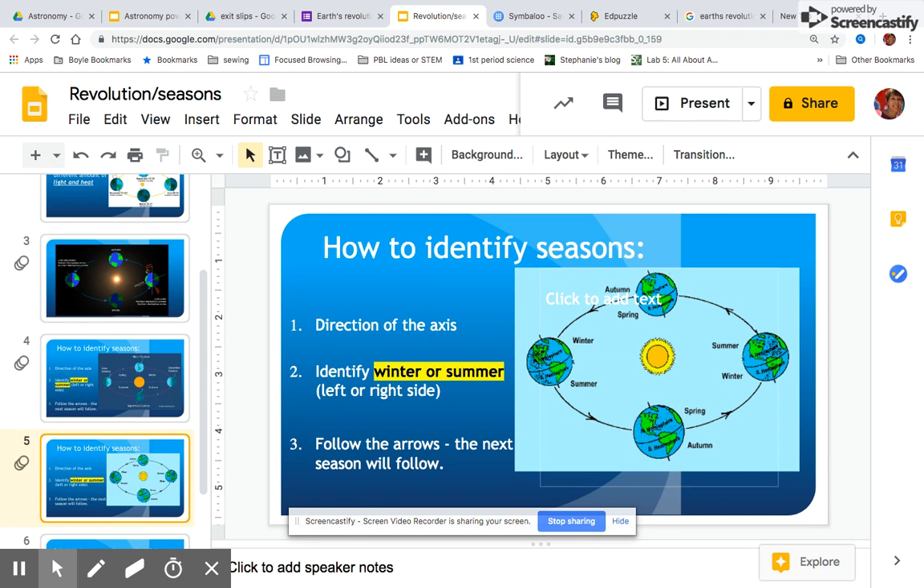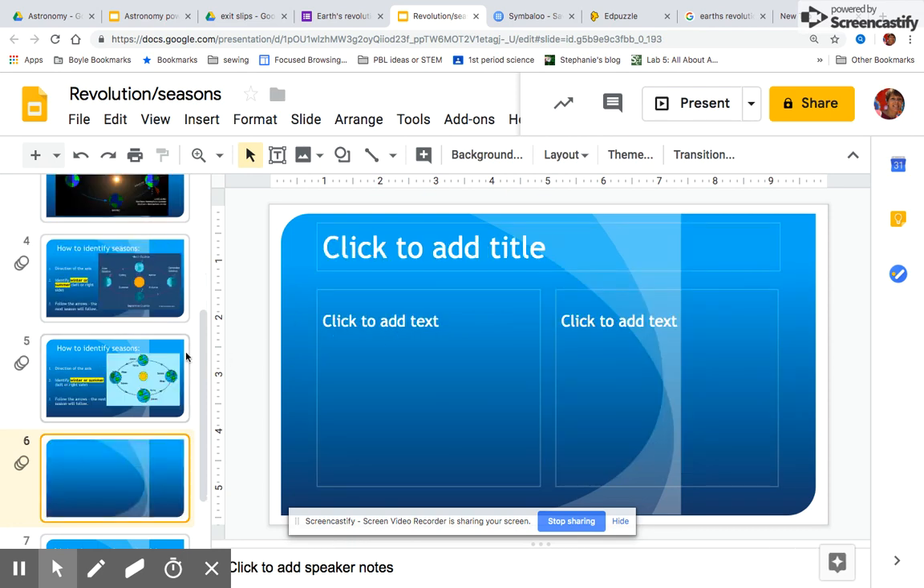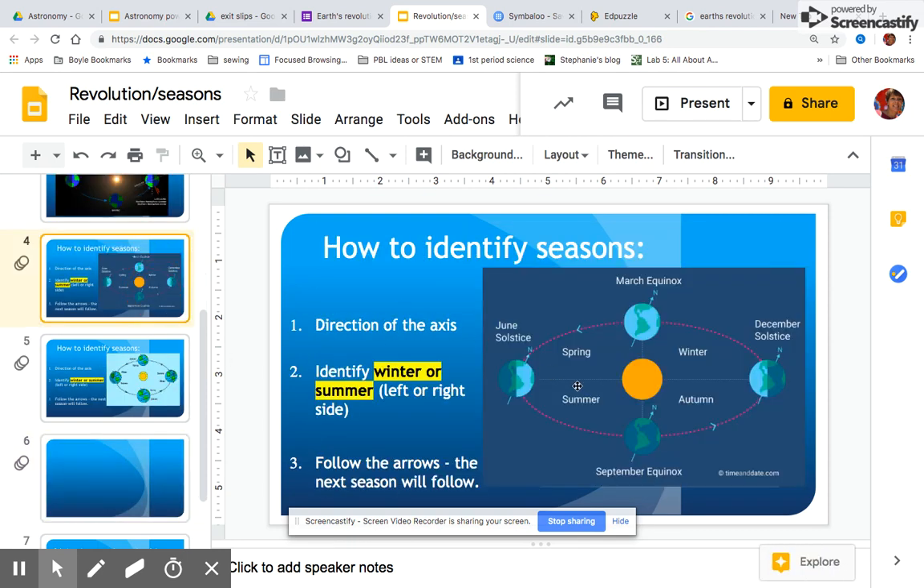Now, sometimes there is a different one. This one, do the identical same thing. Identify your axis. It looks like the axes in this diagram are going in this direction. Notice they're all the same. Identify winter or summer. I, again, always go for the summer, and I know it's going to be on the right or left. This axis appears to be tilted towards the sun. This axis appears to be going away from the sun. So I know this is summer.